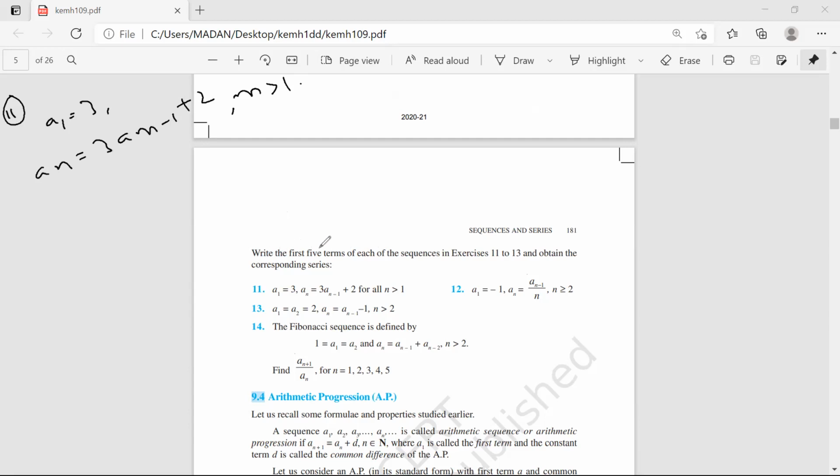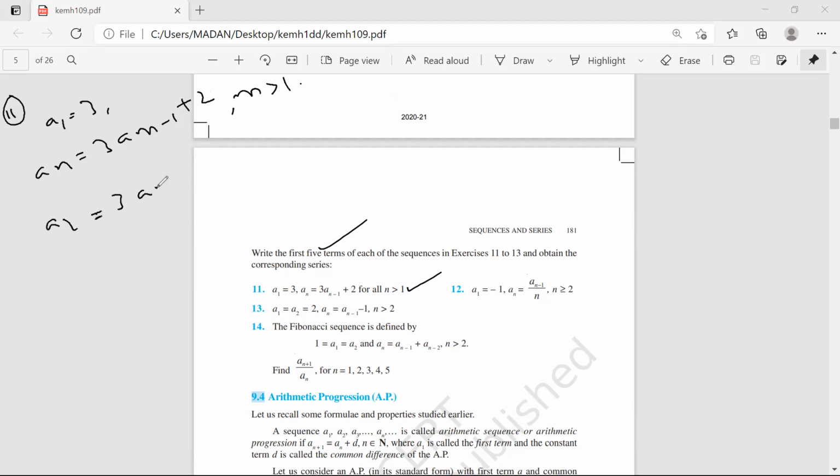The question is to write the first 5 terms. First, if I take A1, it would be 3A0 plus 2. But the question says n greater than 1, so we should not take A1. Start with A2, because n is greater than 1, not 1. Find A2.